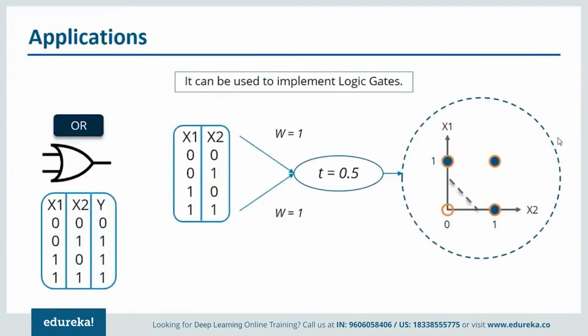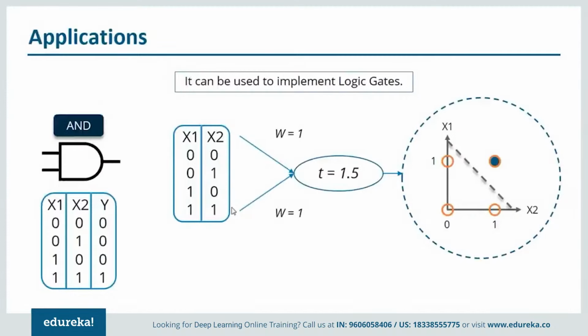And now if you notice, with the help of the single layer perceptron, we are able to classify the 1s and 0s. So this line, anything above this line is actually 1, and anything below this line, we have 0s. So this is how we are able to classify, or implement, the OR gate.